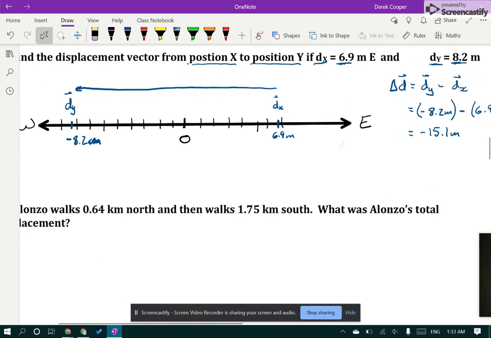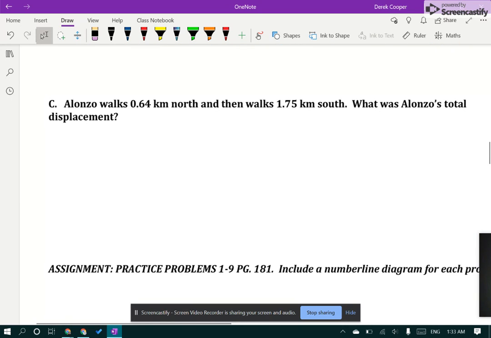Okay, so this is where things get a little bit different. What we're doing here is we're saying Alonzo walks 6.4 kilometers to the north and then walks 7.5 kilometers to the south. What was Alonzo's total displacement? So we start off here by giving a point for Alonzo, and what I'm going to do is work it up and down. So we're going to have a line that goes this way this time.